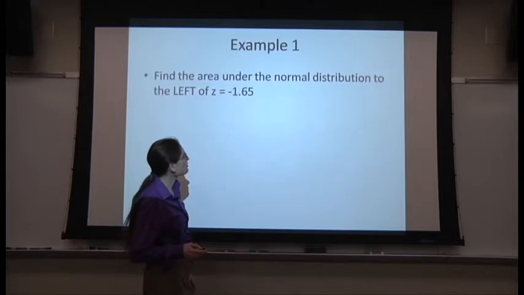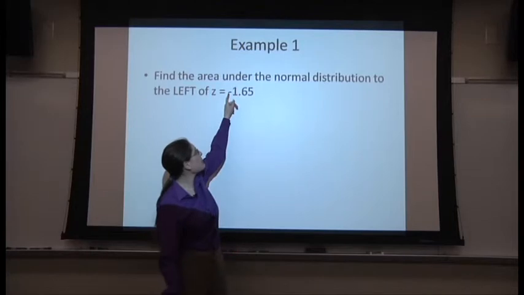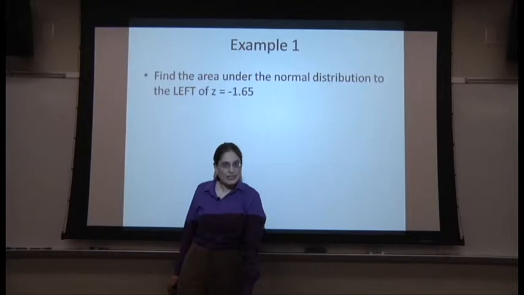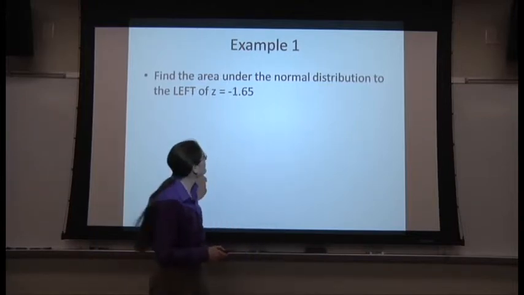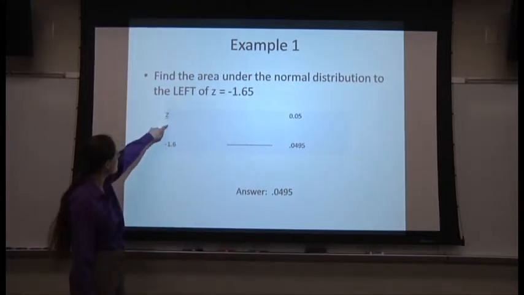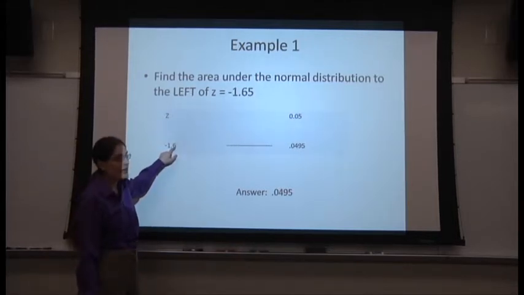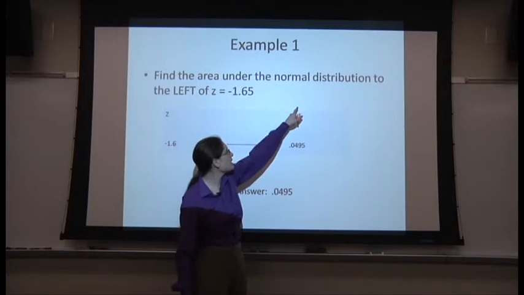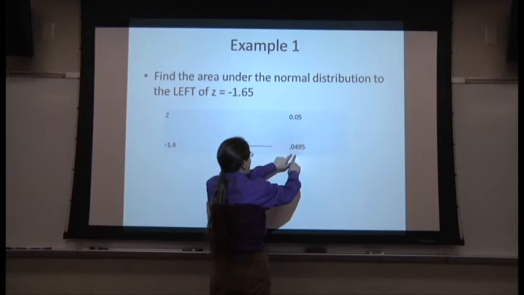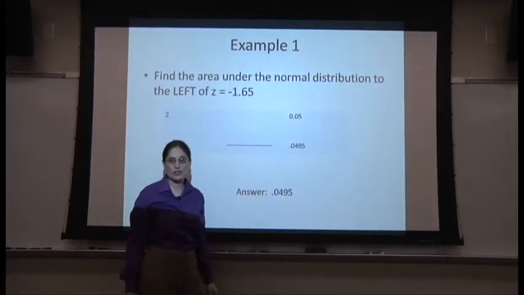Let me show you how it works for some specific numbers. I want to find the area to the left of negative 1.65. So turn it over to look at the negative side of the table. And you look down the Z table to row negative 1.6. And you look across to 0.05, and where they meet, you find the number 0.0495. That's your answer.